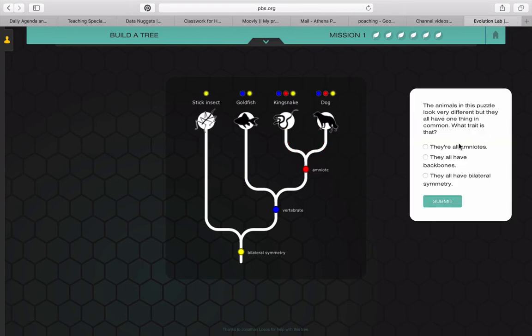So looking at these organisms, what do they all have in common? That would go back here. So this ancestor way, way back had bilateral symmetry. That's why everything past that has bilateral symmetry.